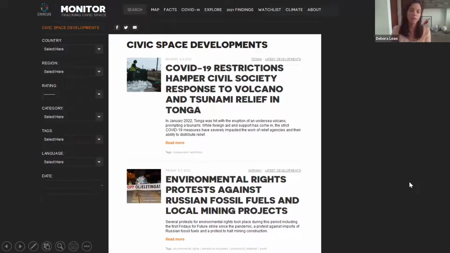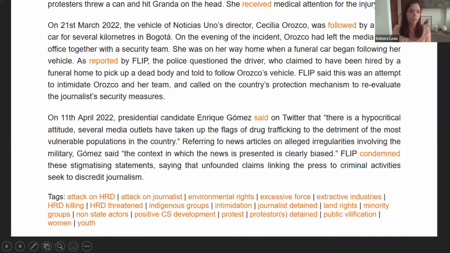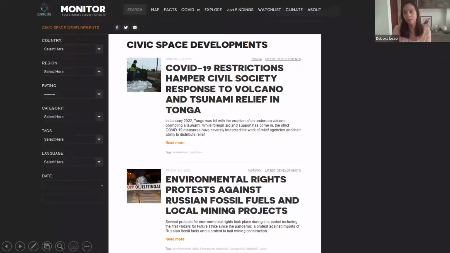So again, if you were to look at our website, you could go into the explore section and you'd see updates that cover the past couple of months. You're able to filter these by country, you're able to filter them by rating category, region, tags principally.